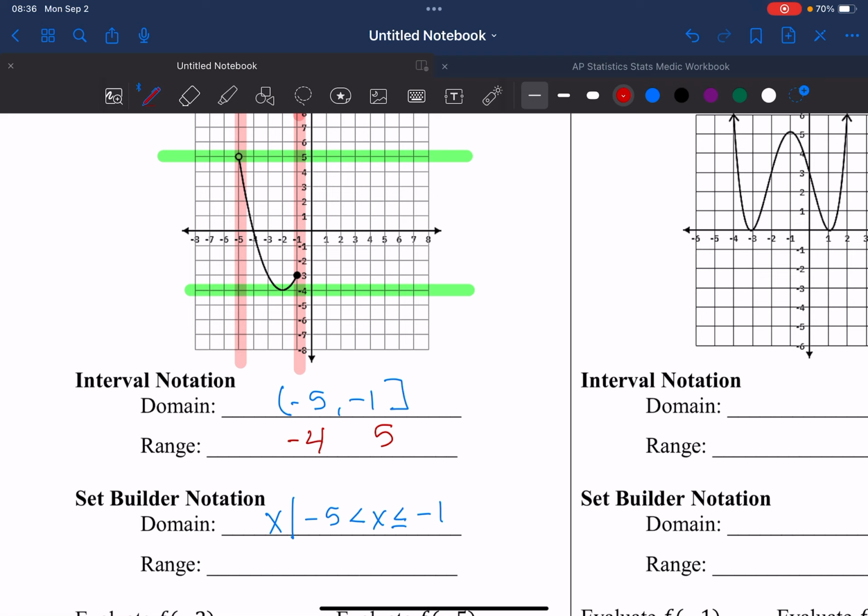Okay, then I go back and look at my graph. So on the -4, right here, notice that I have a solid line. That solid line tells me that I am going to use a bracket. And then looking at the 5 right here, as how far up it goes, notice that I have a open circle. So I'm going to be using a parenthesis.